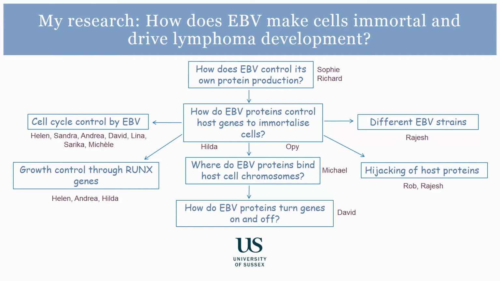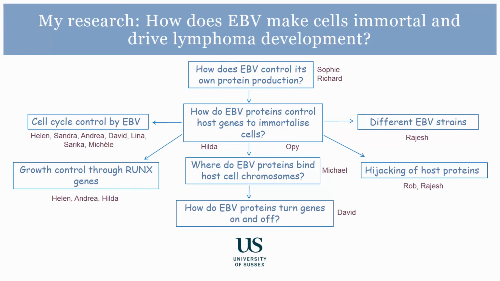So we started off, when I set up my group at Sussex, trying to understand how the virus controls the production of these proteins that drive the cell to become immortal. And I've put names of some of the people that have been involved in some of these projects through the years, and you can put some of these names to faces in the latter part of my talk. We then moved on to asking key questions about, okay, so we now have some information about how EBV controls its own protein production. So what do we know about how these proteins then affect the host cells, and how do they immortalize them? And this has been a real central question in our group that has led to us studying lots of different aspects of this.